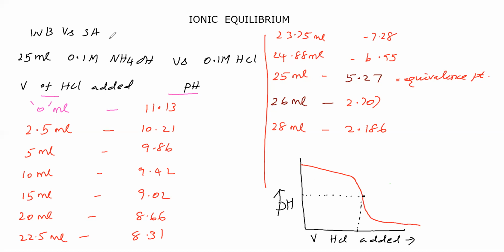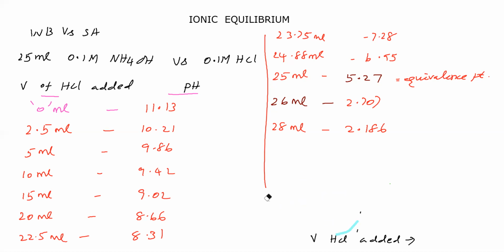Now let us see which acid base indicator is suitable for this titration. Because ammonium hydroxide is a colorless solution and HCl is also a colorless solution, to find the equivalence point, we have to add a third substance, called an indicator, that will indicate the end point. Which indicator is suitable, we'll see.